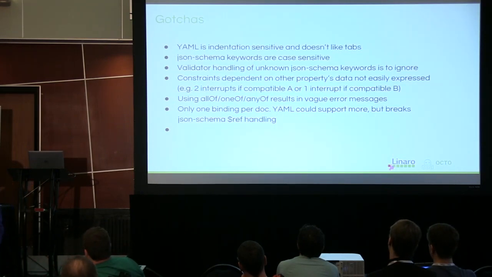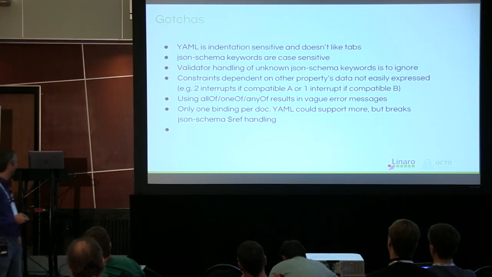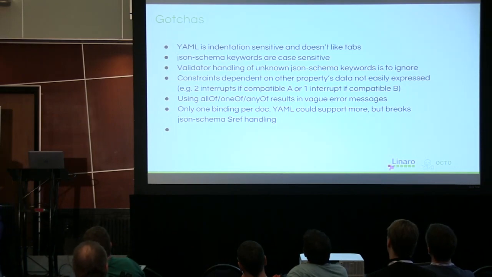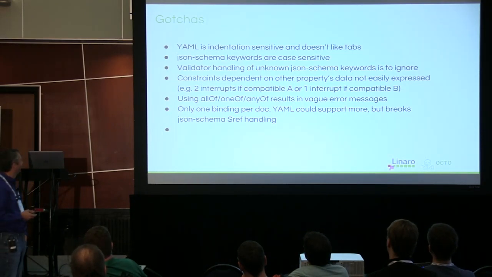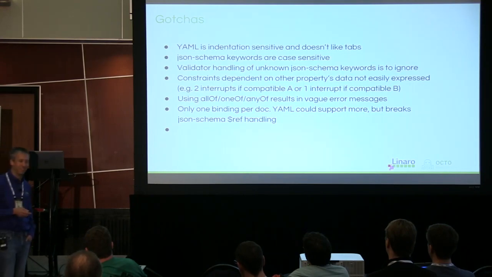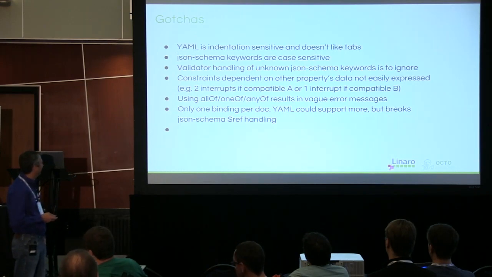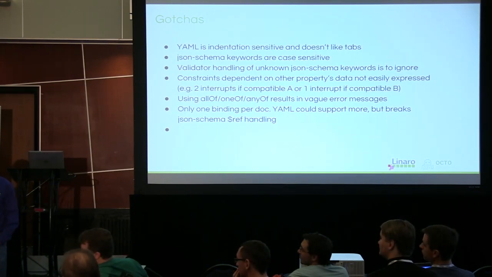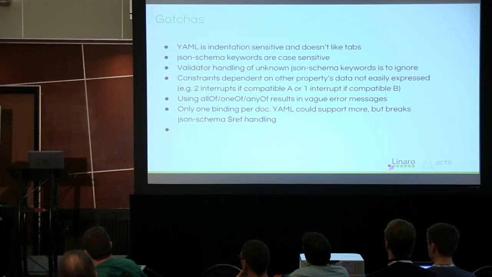So some gotchas of what I've learned in my months of learning JSON schema and Python too. YAML is the one downside I've found: it's indentation sensitive and doesn't like tabs. So it's kind of like makefiles and Python combined. Is there a linter that should be used here? I don't think there is one. I've written a tool called yamlformat that does some of that, that's in the YAML bindings project.